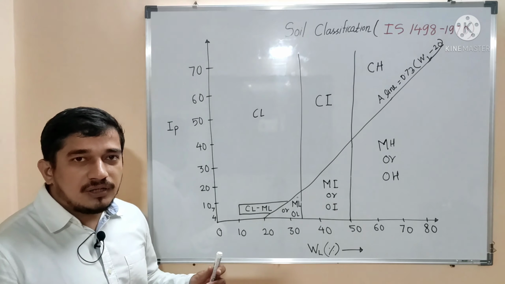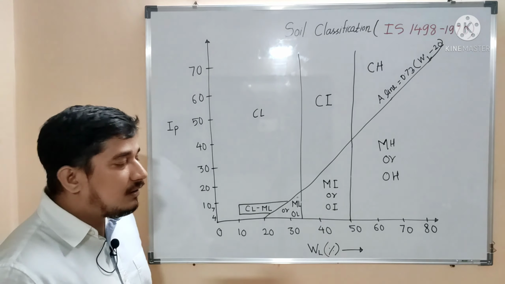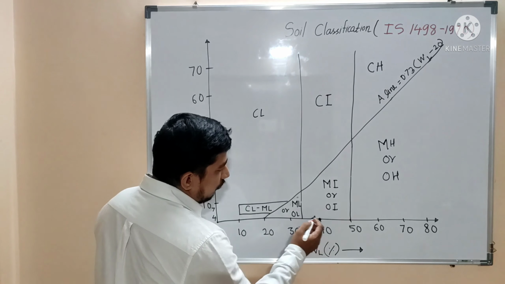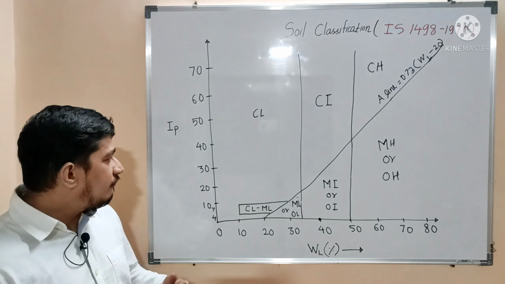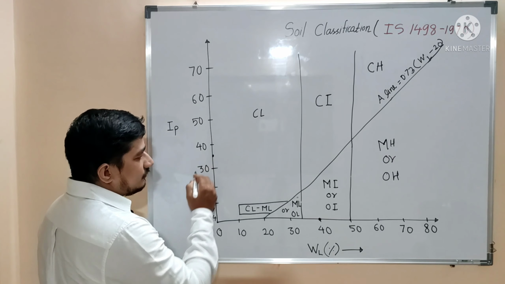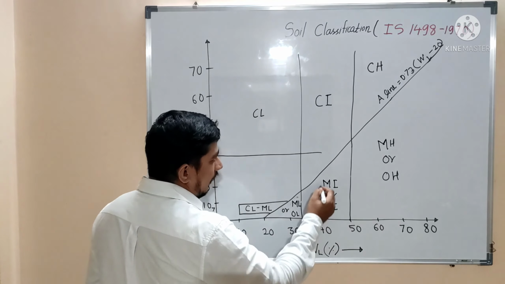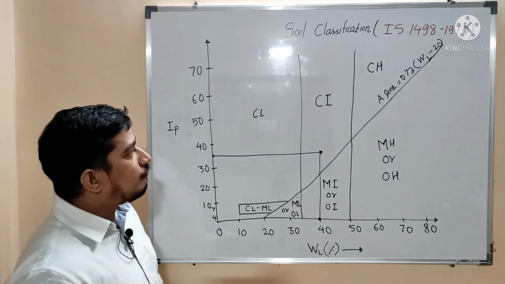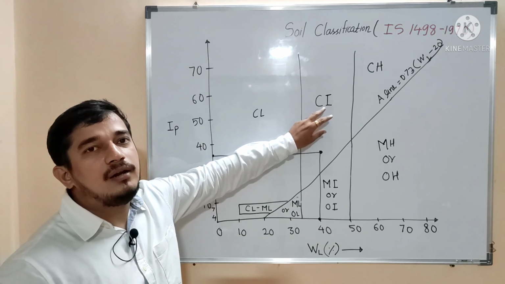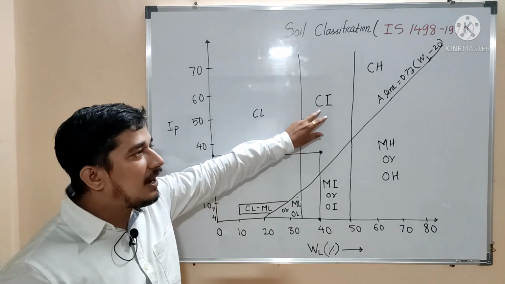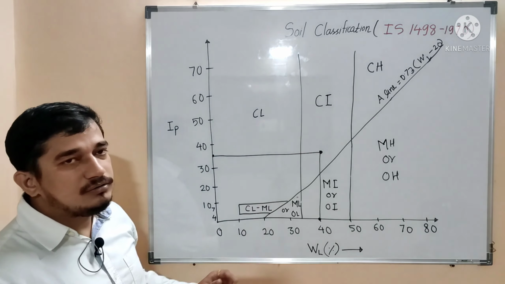So suppose for a certain soil we have the liquid limit as 40, and we have the plasticity index as, suppose, 35, like this. So when I travel like this and like this, it comes in the group of CI. So that soil will be intermediate compressible clay or intermediate plasticity clay. Like this we can classify the soil.